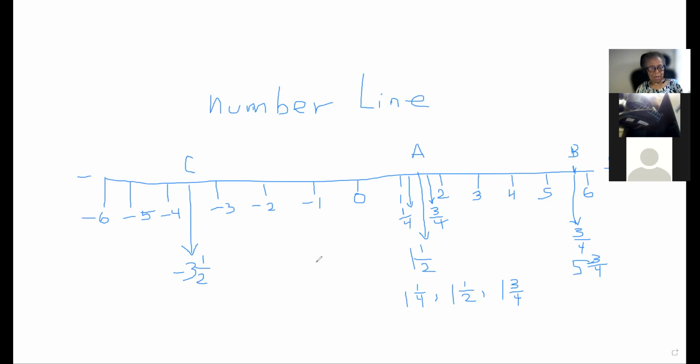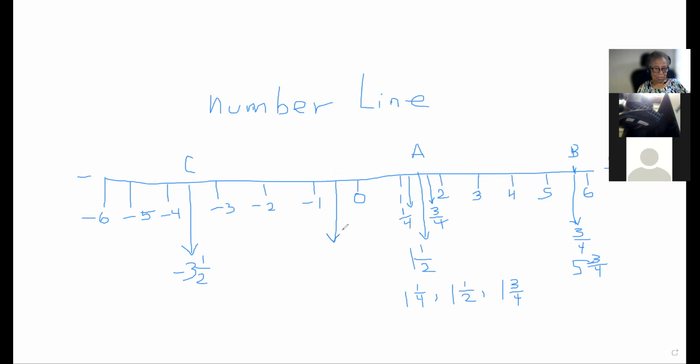Now the way this works, on the GED you may be given a multiple choice with a number line, and they will say point C represents which of these values. And you pick out the number like this. Okay, let's take another one.